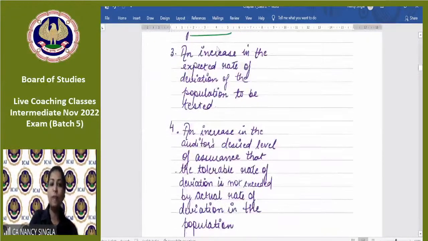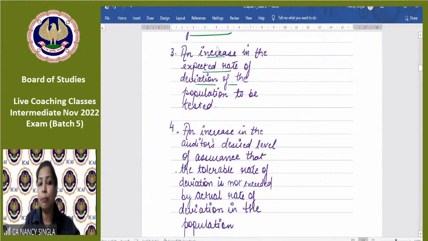Now the third one. An increase in the expected rate of deviation of the population to be tested. Now, the auditor has an understanding that there is an increase in the expected rate of deviation of the population to be tested. I can say the auditor understands that there is an increase in the risk of material misstatement.